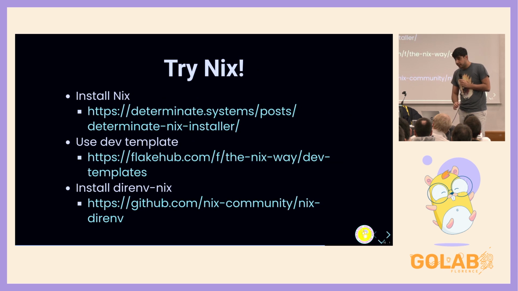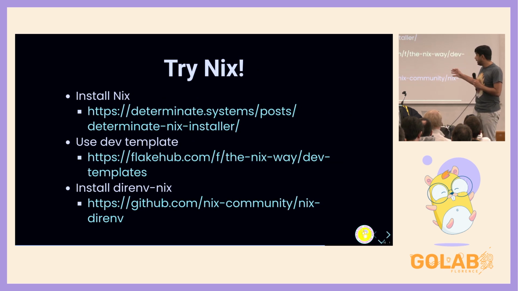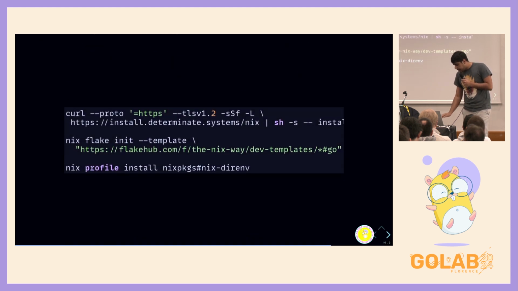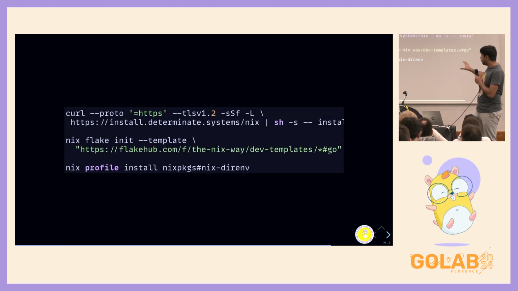And then final thing, if you wanted to try Nix, here are my 3 steps to get started. Use the Determinate Systems installer, because it comes with a really nice mechanism to uninstall. Hopefully you won't be uninstalling, but it's there. You can go to this dev templates repo, which will help you get started with some examples. And then you can install direnv and Nix temporarily. And I think they roughly map to these 3 commands here.